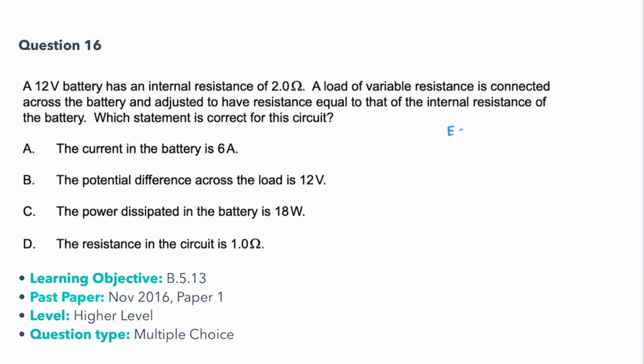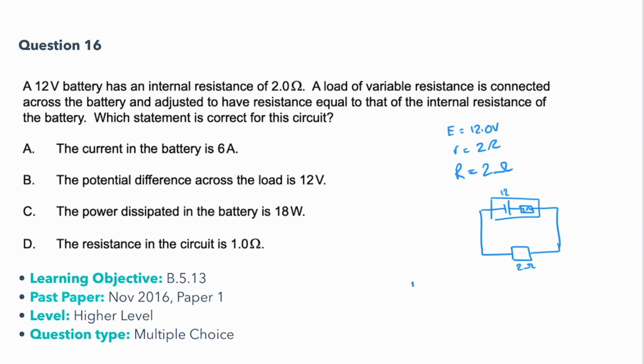Question 16. A 12 volt battery has an internal resistance of 2 ohms. So we've got EMF is equal to 12 volts, r is equal to 2 ohms. A load of variable resistance is connected across the battery and adjusted to have a resistance equal to that of the internal resistance. What statement is correct for this circuit? I'm just going to draw the circuit quickly. I just find it easier to visualise when I've got it all written down. 2 ohms as well, and we've got 12 there.